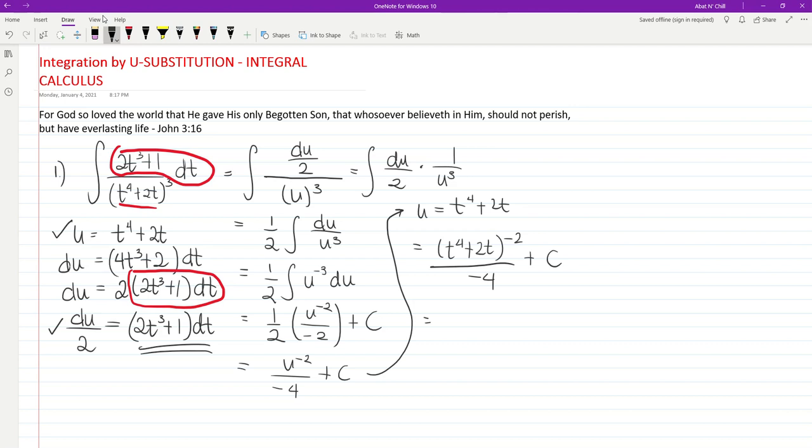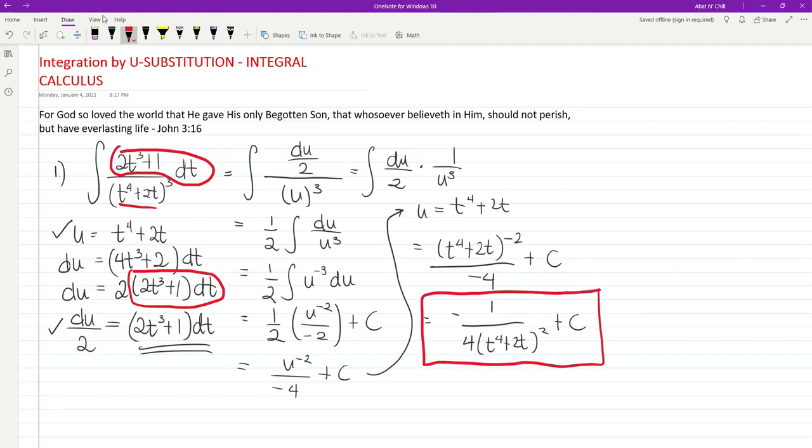Okay, so we have negative 1 all over 4. If we put this down, we will negate the exponent. So we have t raised to 4 plus 2t squared, plus c. And this should be our final answer for this problem number 1.